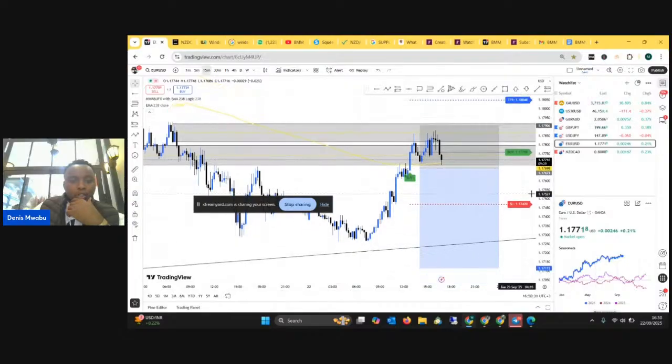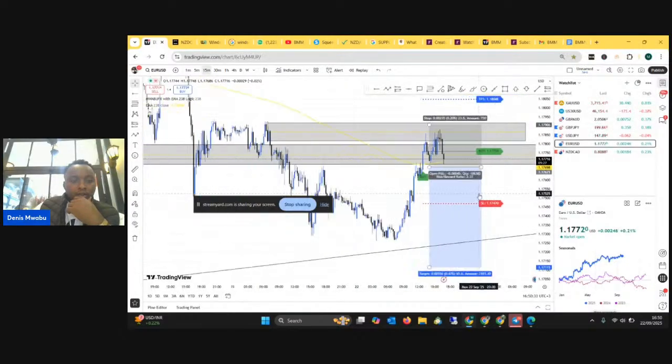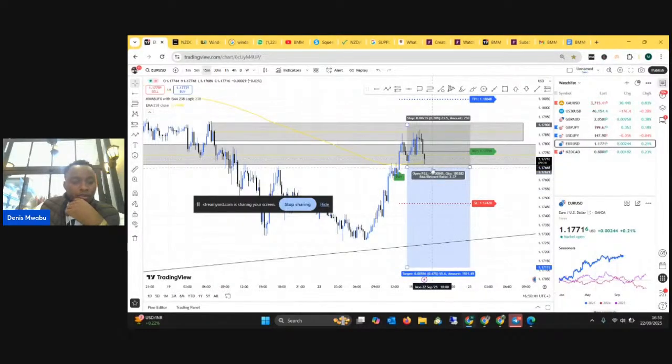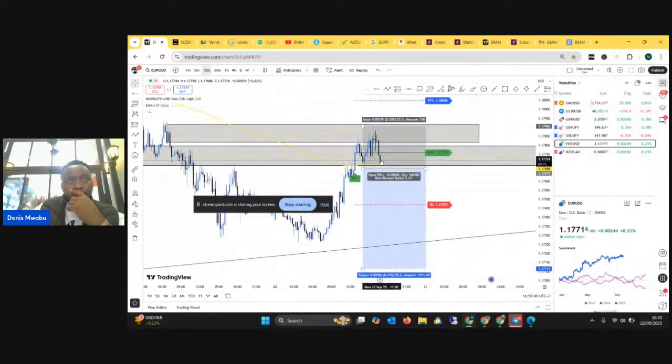So Euro USD, also here we come. If Euro USD closes below this area here, you can participate in the sells. Then the CAD trade idea.